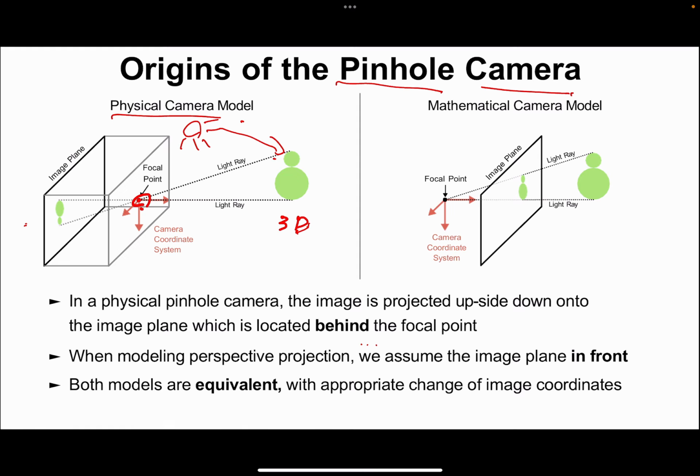We have the original 3D world, and the light reflected from the light source is collected to the pinhole, and then it goes through the pinhole, and the image plane is upside down. So when modeling perspective projection, we assume the image plane in front. This is the physical camera model, the actual camera model. But we always need to be concerned about this kind of upside down problem. So it is a little bit annoying, right?